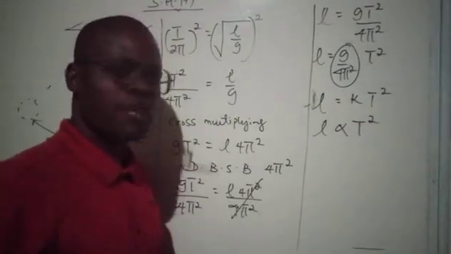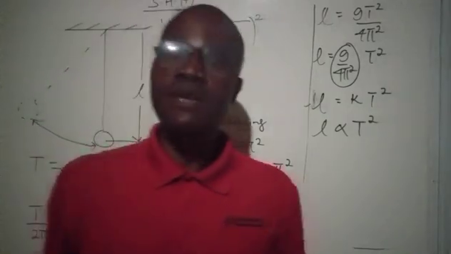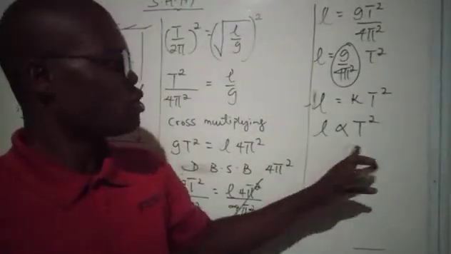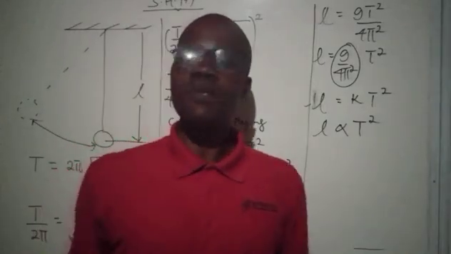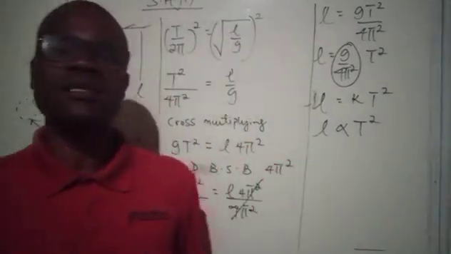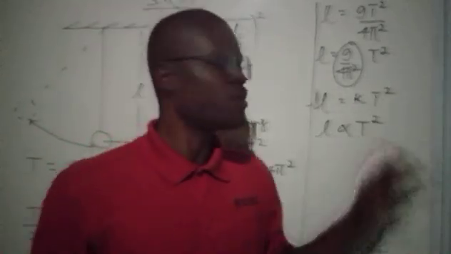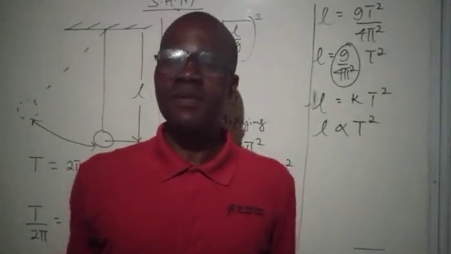So it can be concluded that the length of a simple pendulum is directly proportional to the square of the period. So that shows exactly the relationship between the length of a simple pendulum and its period.